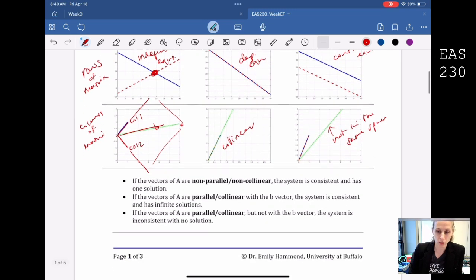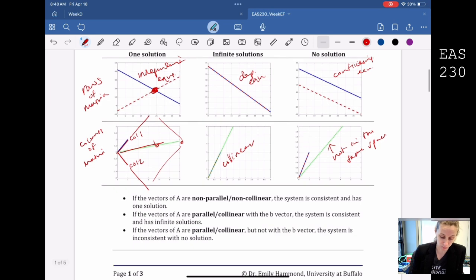Okay, so here's that summarized. If the vectors are non-parallel and non-collinear, then the system is consistent and has one solution. If they're all parallel, including the B vector, then the system is consistent with an infinite number of solutions. And if they are parallel but not on the same line, and the B vector is not in the same space, not collinear, then the system is inconsistent with no solution.